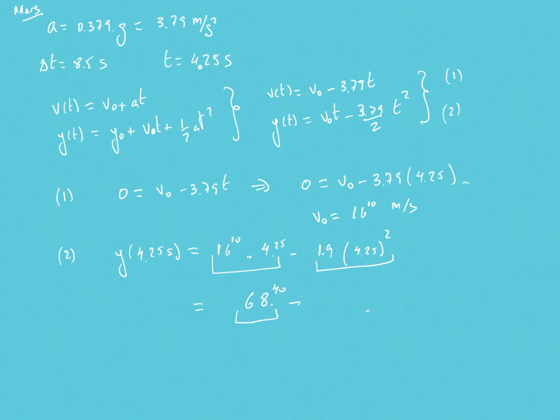34.22. Let me erase here. So it will be minus 34.22. The height at this position, at this time, 4.25 seconds, will be 68 minus 34, it will be 34.70 meters. So the maximum height is 34.70 and the problem is solved.